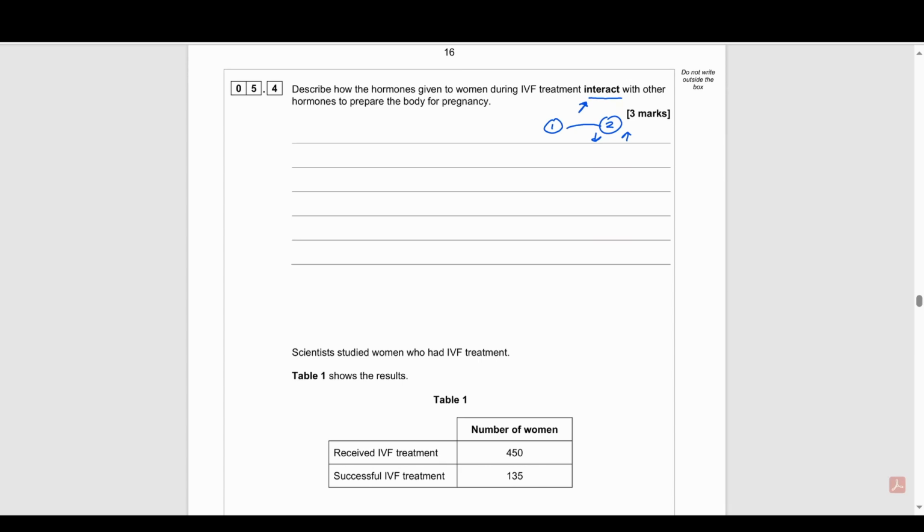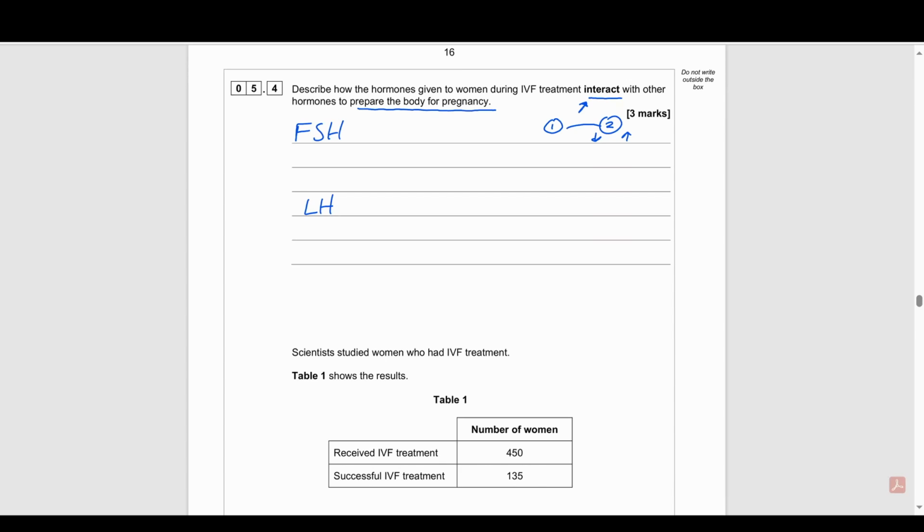So we just need to remember now, hormones during IVF, we've got to be mentioning FSH and we've got to be mentioning LH, because those are the hormones that are involved. But it's talking about preparing the body for pregnancy. So when we're discussing this, we really should be thinking about the thickness of the uterus lining, because that's where the fertilized egg, the embryo, is going to stay in the uterus and develop from there. If the uterus lining is not thick, then it's not going to be suitable enough for the embryo to stay and develop.